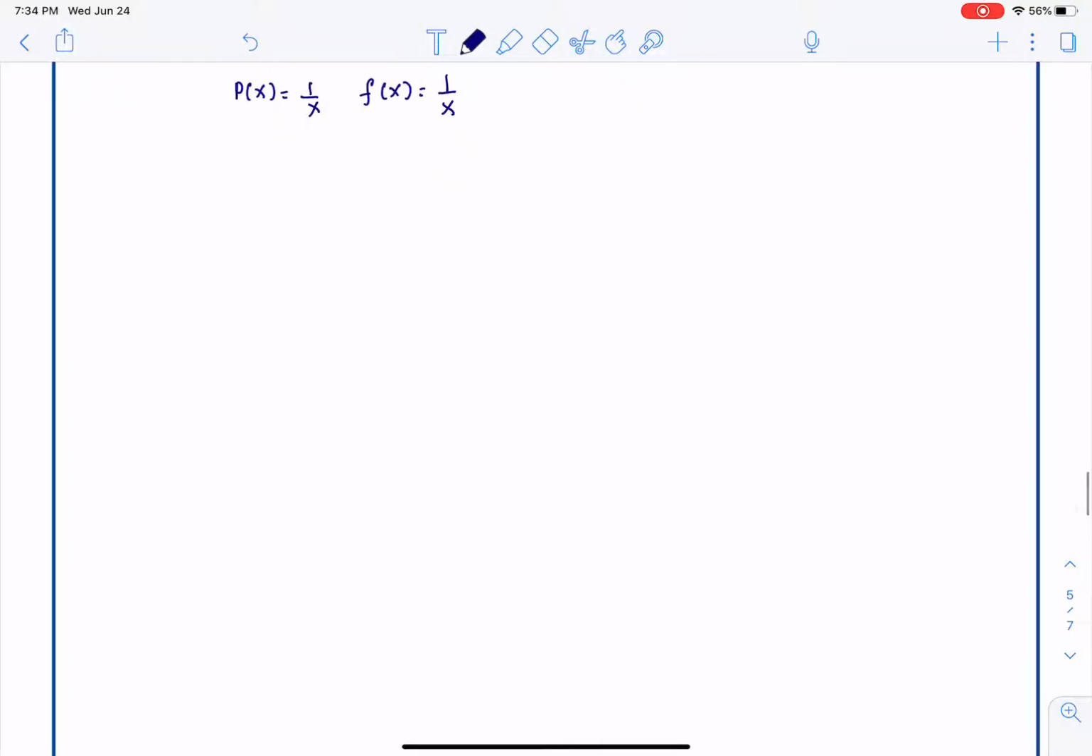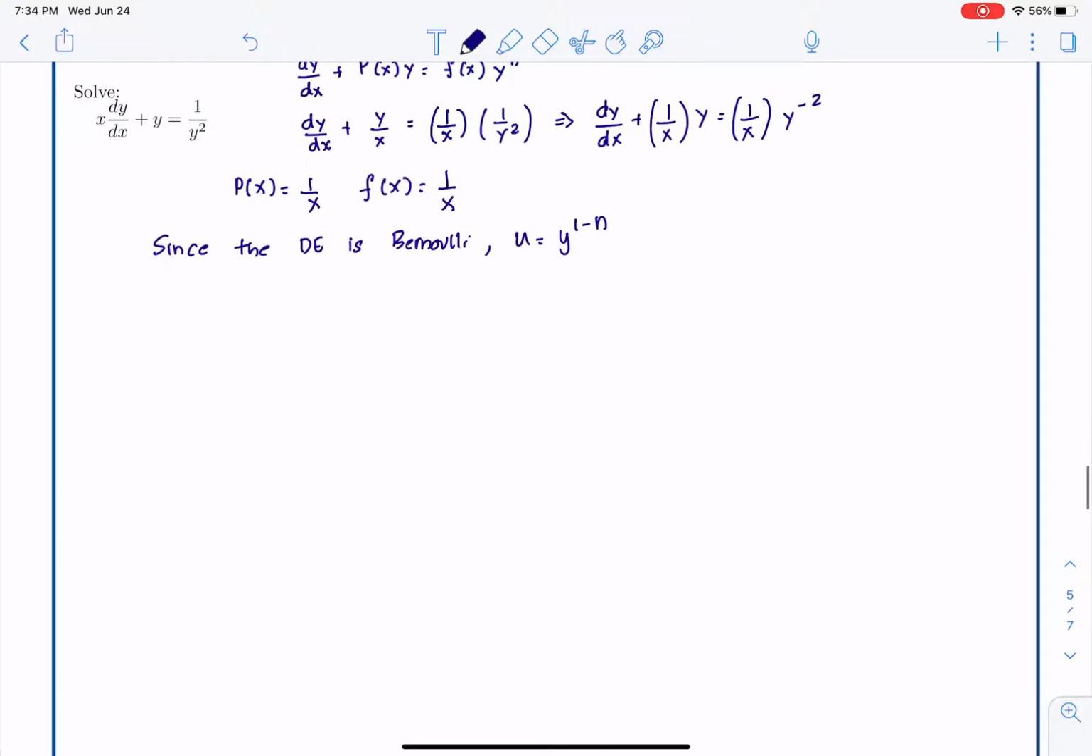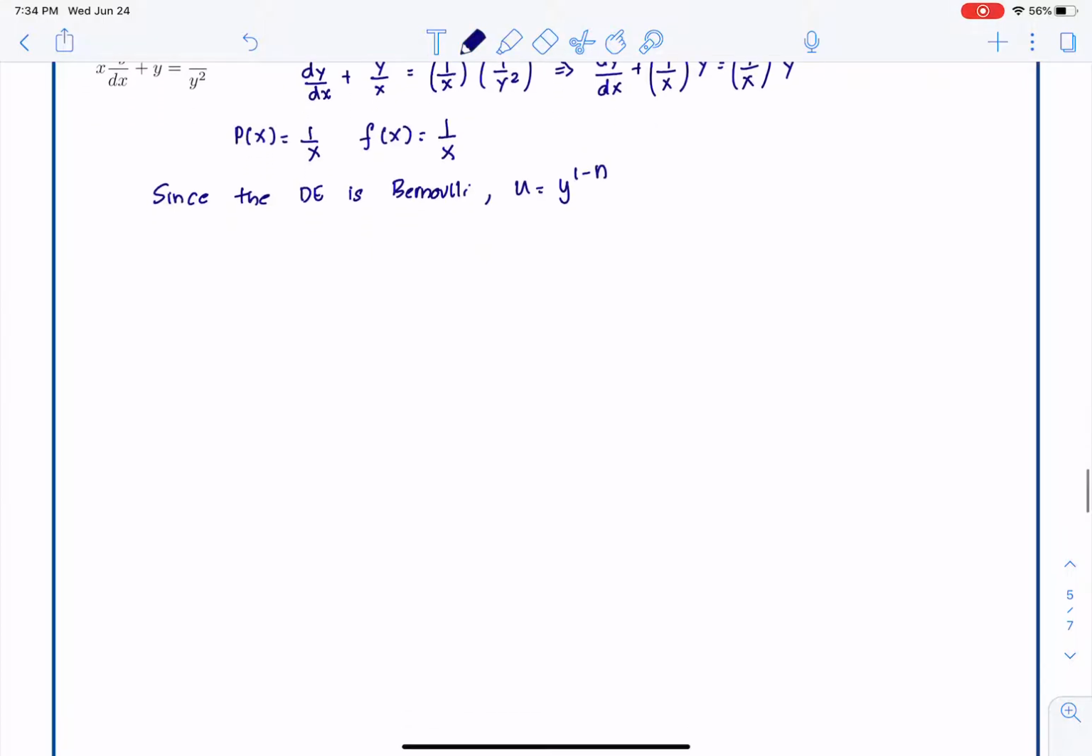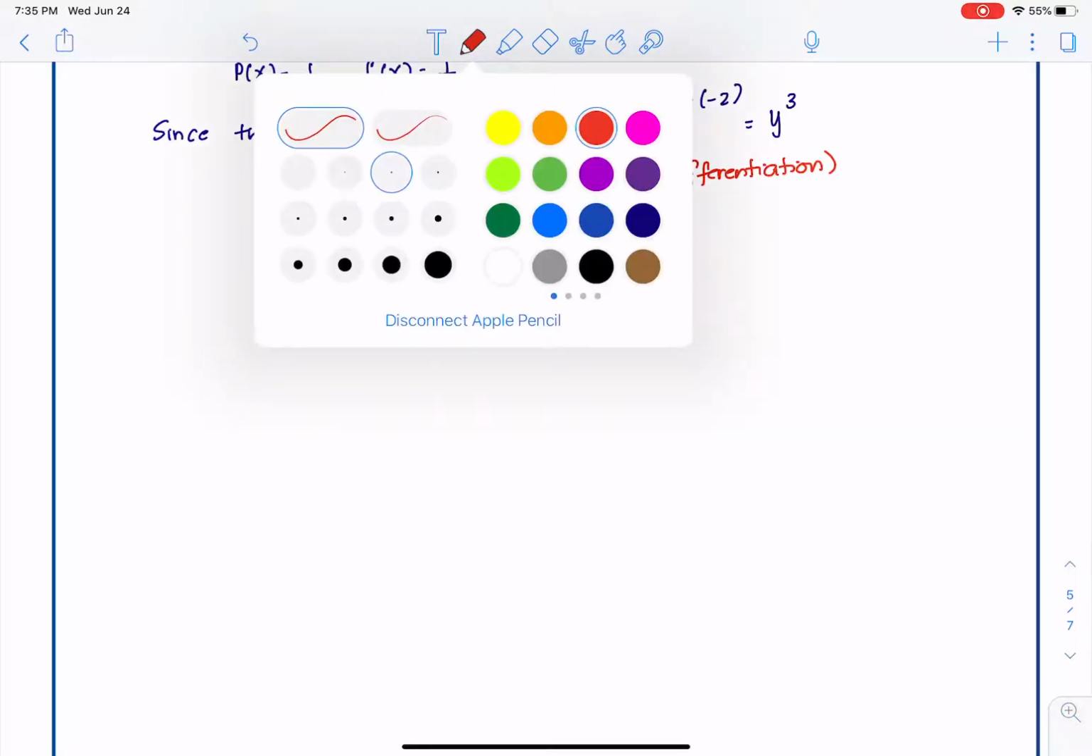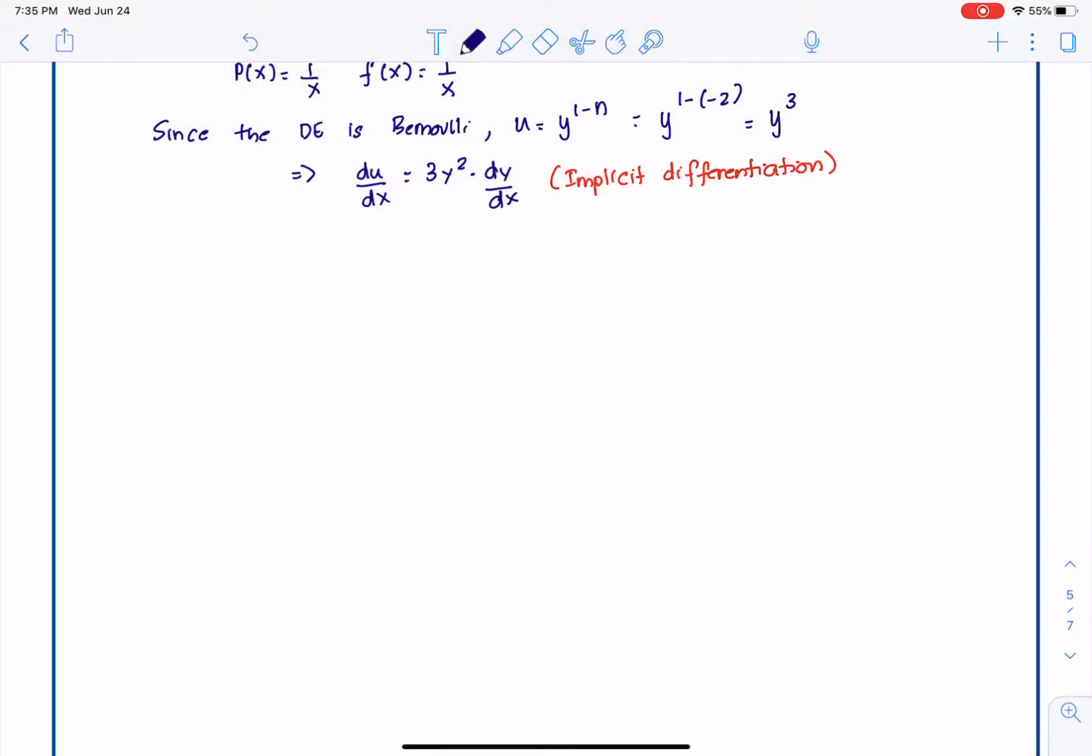So since this is Bernoulli, we could simply use the substitution u equals y raised 1 minus n, and n in this case is negative 2. So we would have y raised 1 minus negative 2, we get y cubed, which would mean du over dx is equal to 3y squared times dy over dx. Do not forget to do implicit differentiation. Here y is a function of x, so we are differentiating y cubed, so implicitly you have to multiply it by dy over dx.